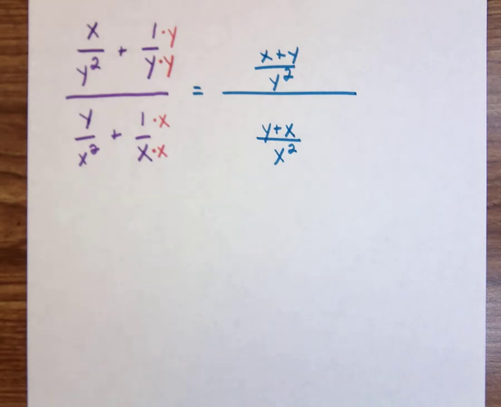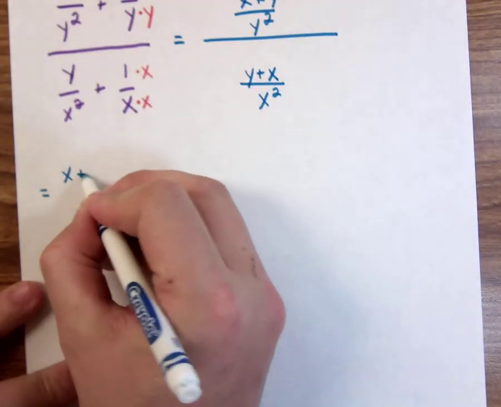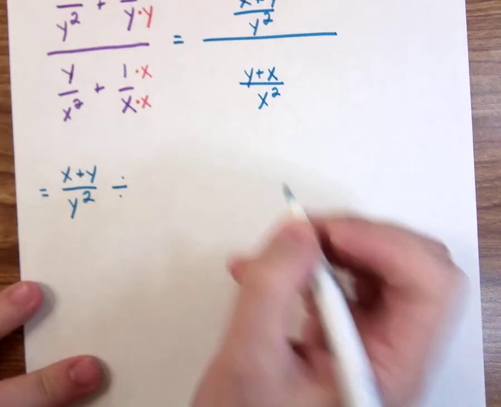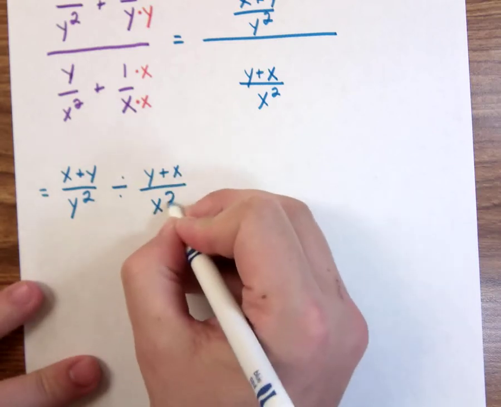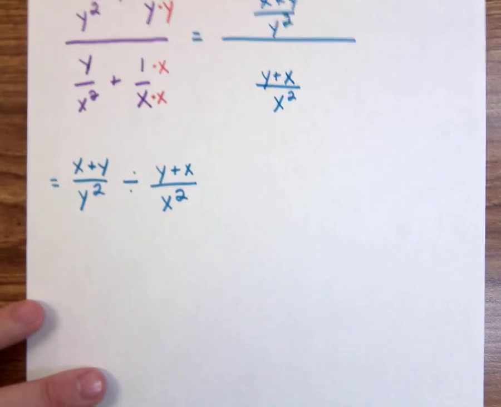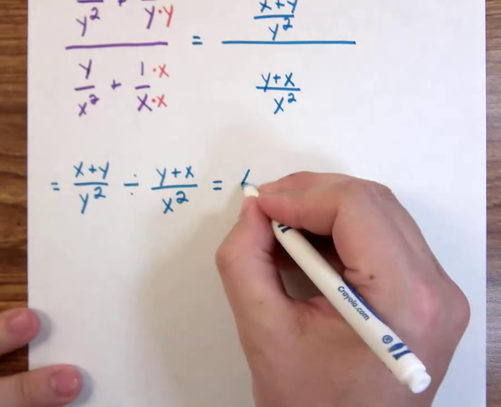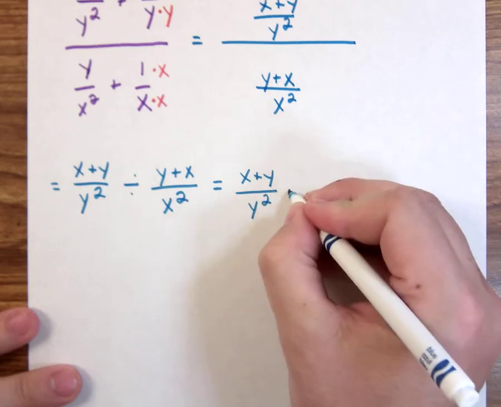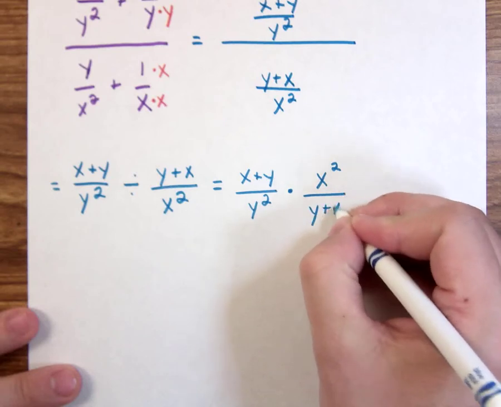So let's go ahead and clean this up a little bit. We're going to write this out like our long division problems. So numerator divided by denominator. How do you divide rational functions? You multiply by the reciprocal of the second. Times, and we'll go ahead and flip the second one.